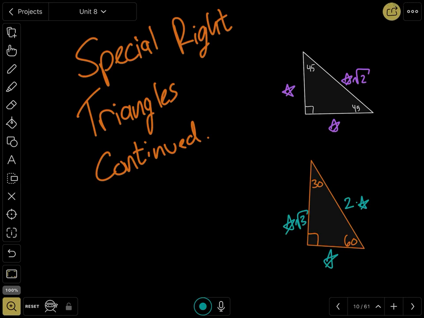Okay, so here we have special right triangles continued. And if you remember, we had our 45, 45, 90 triangle, and we also had our 30, 60, 90 triangle. And I like this idea of this a lot. These two values here, all these stars are the same number.